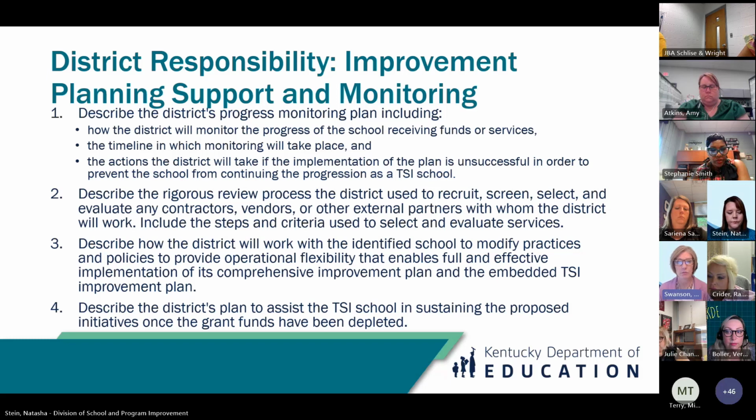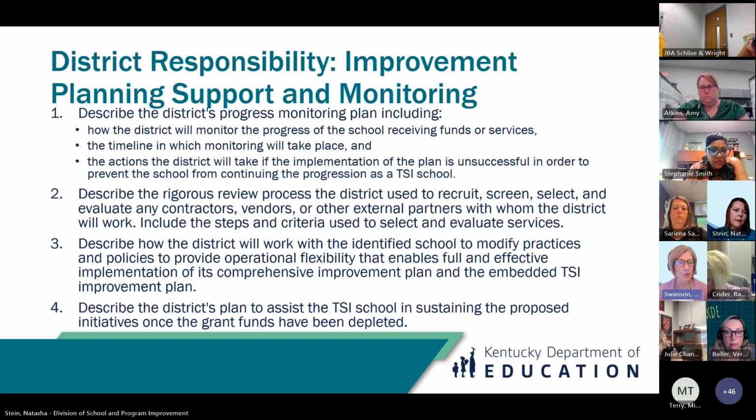If it is a vendor of an electronic platform, let's say, what kind of research besides the What Works Clearinghouse did you do to determine this is a good person to purchase this from? So be thinking about what that process looks like at the district level.